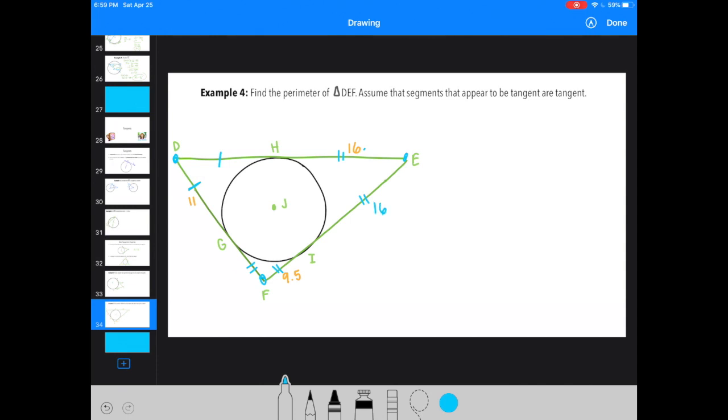So if this measures 16, we have 16 here, 9.5 here, and 11 here. Okay. And if I add all that up, that will give me my perimeter. So 11 plus 11 plus 16 plus 16 plus 9.5 plus 9.5 gives me a final answer of 73. Okay. And that's it. So there's not a lot to tangents. It's really just identifying and understanding those tangent properties and using the triangle calculations that we have done before. Okay, if you have any questions, let me know, guys.